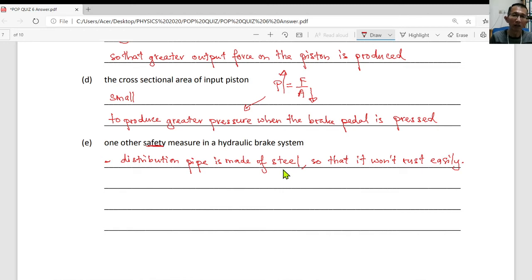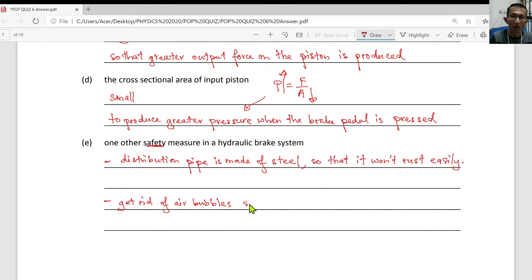Is there any other safety measure that we need to take into account in the hydraulic brake system? We have to make sure that we get rid of air bubbles. What is bad about these air bubbles? Why must you get rid of air bubbles? Because if you have air bubbles, the pressure that you produce will be used to compress these air bubbles. Hence, the pressure will not be transmitted effectively.